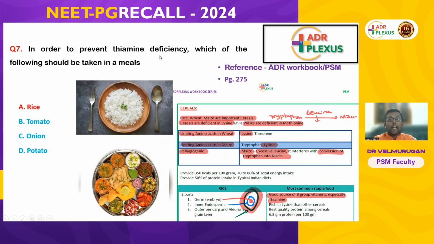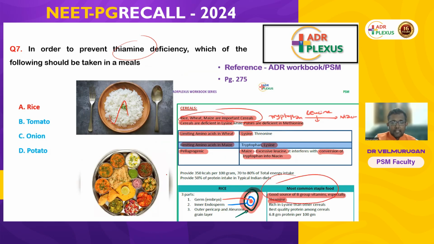In order to prevent thiamine deficiency, which of the following should be taken in the meals? Thiamine. You have thali meals here, so what are you going to eat? This is the rice. You can eat rice. See here, rice, wheat, maize are important cereals. They are a good source of B group vitamins, especially thiamine. We saw this in the class.